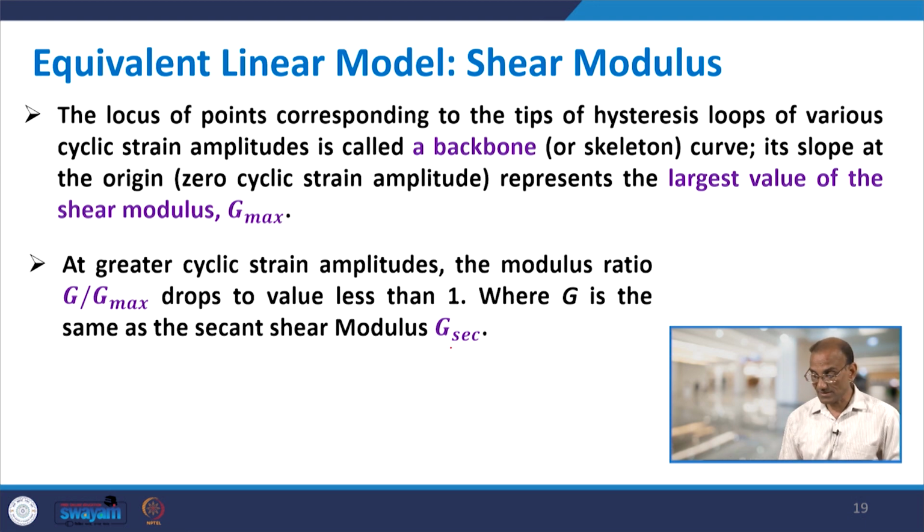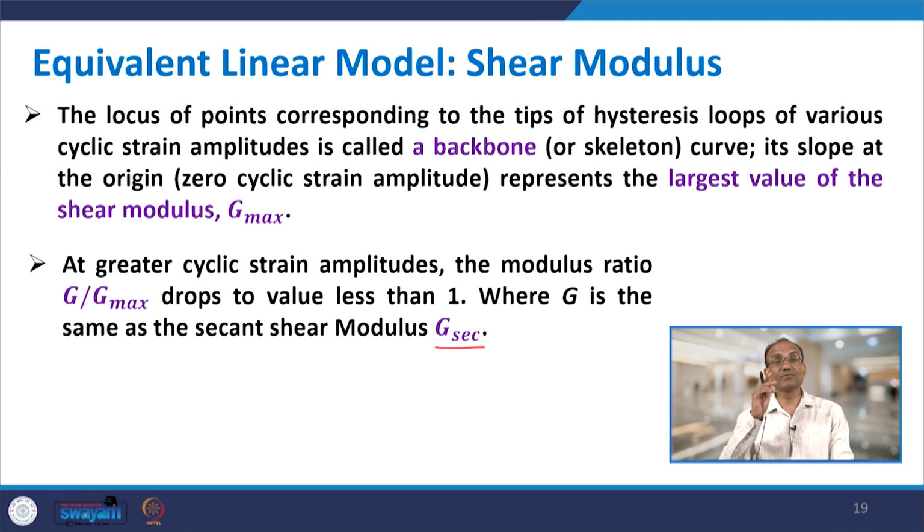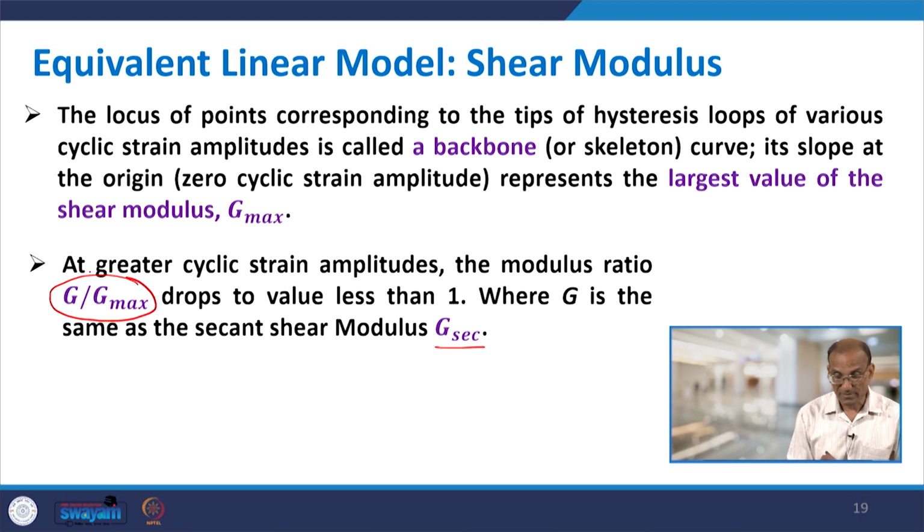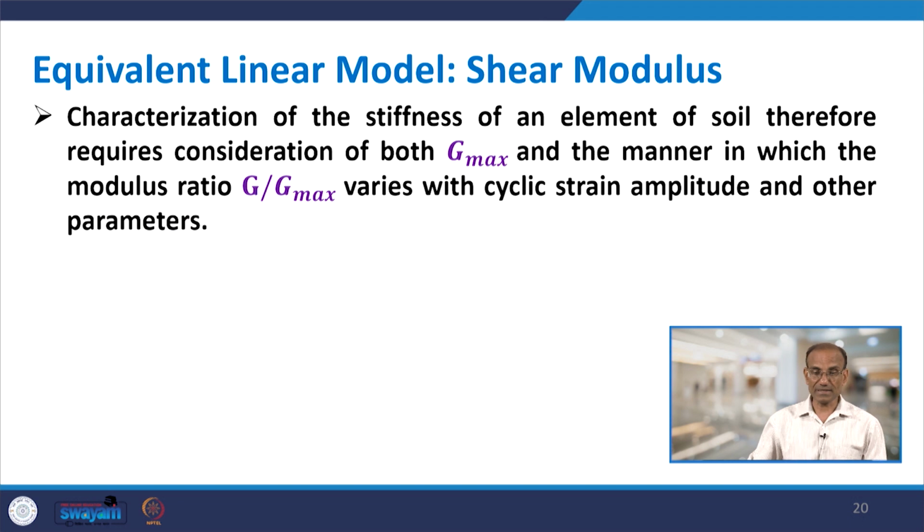In fact, this sec subscript has been dropped. Those G sec and G are the same. So, now onwards we will be using G only for simplicity rather than G sec. Here the difference is that the value of G or G sec varies with the strain level, but the value of G max does not change, because G max is constant irrespective of strain level. It is defined at a very low strain level, almost 0 strain level, and the value of G by G max will decrease, will become less than 1.